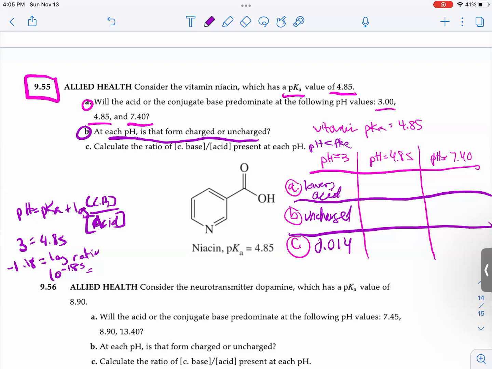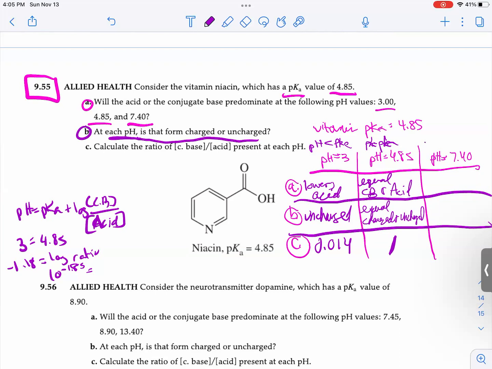Okay, so at pH 4.85, your pH is equal to your pKa. And so that means you have equal parts of conjugate base and acid. Equal parts. So you have a balance there. So then you have equal charged and uncharged. And if you divide one by the other and they're in the same amounts, that's going to be 1.